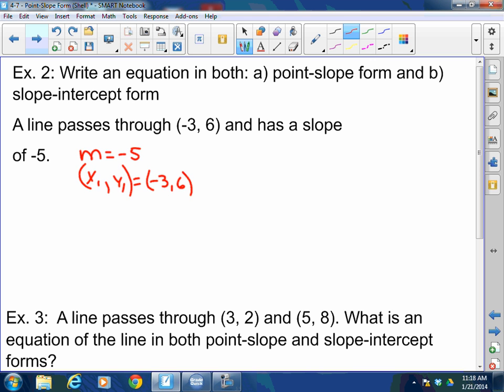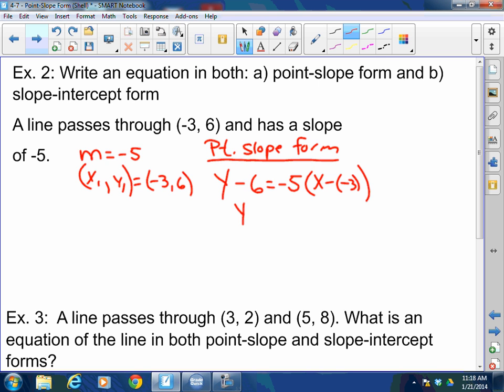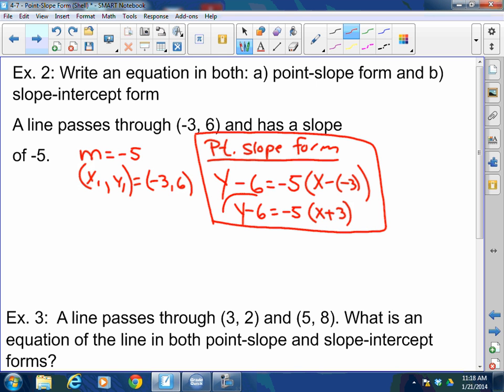Very good. So, first things first, point slope form. Point slope form is y minus y1 equals m times x minus x1. So y minus 6 equals -5 times x plus 3. You are done with your point slope form. Does that make sense to everybody in this room? Please talk to me, guys.